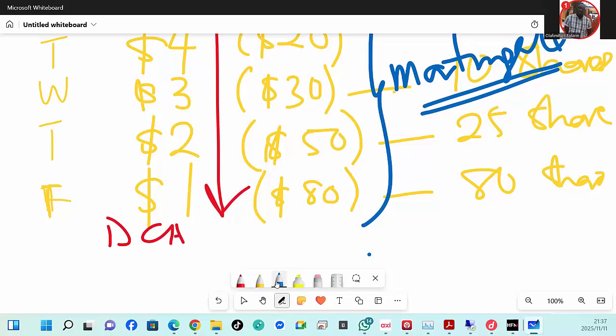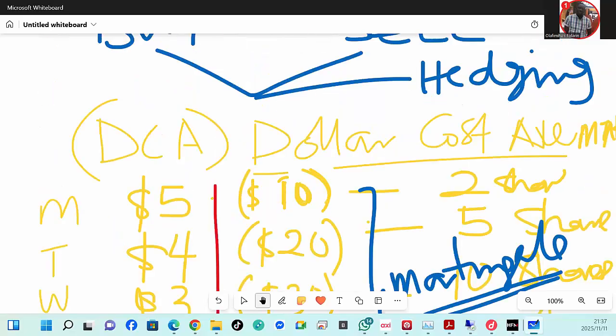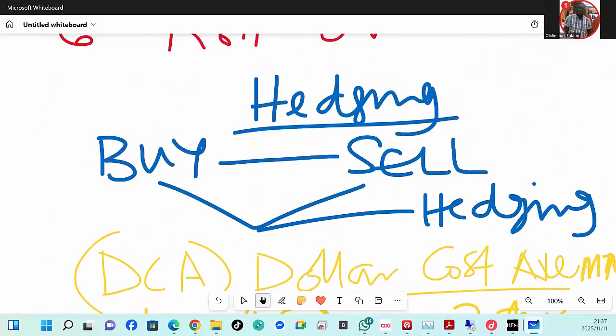Okay? What did martingale teach us? Martingale said that when you bet and you lose, you double your odds and bet again. When you lose, you double it again and bet again. But because you keep on betting double, your account can be blown off. Your account can wipe off. But in our situation, why our account cannot wipe off is because at a particular point in time, at a particular risk, we hedge it.